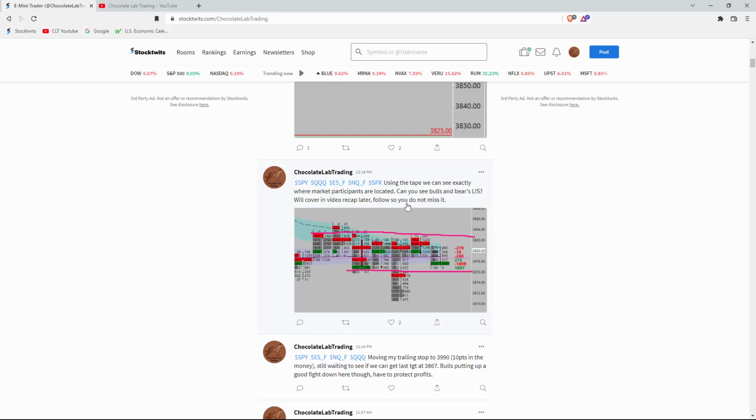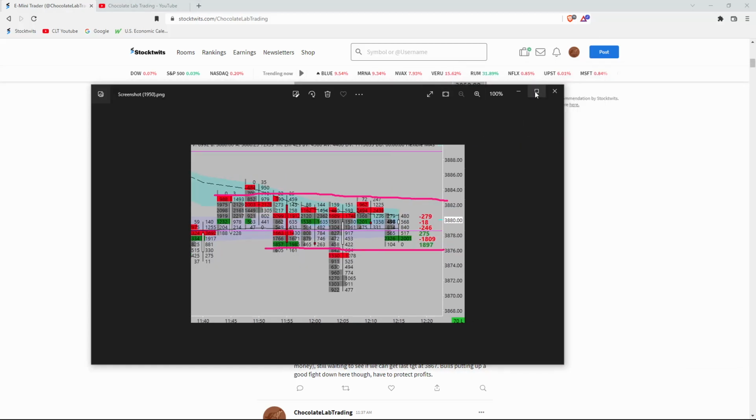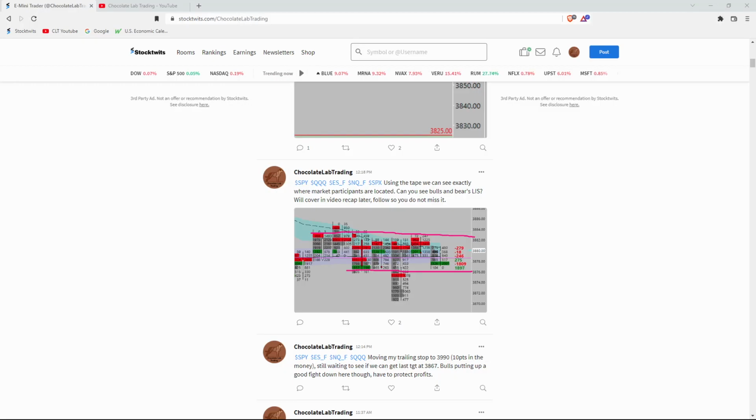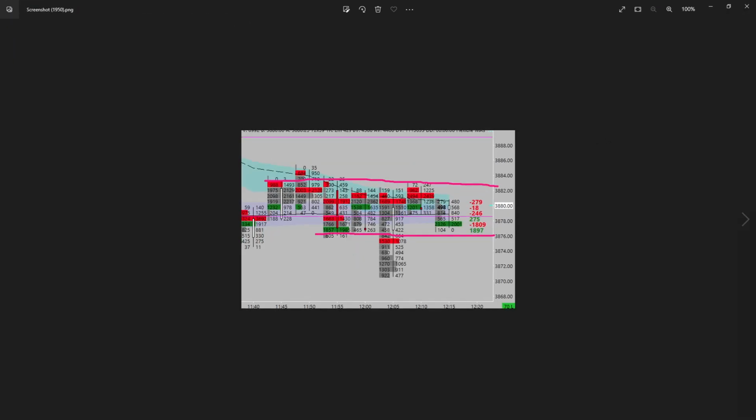Alright, using the tape we could see exactly where market participants are located. Can you see bulls and bears line in the sand? So this is a 5-minute, and let me double check 1 second. Right, hold on. Okay. So, we see someone is supporting a bid right here. And we could see sellers are right here. Selling balance is up here. They're trying to move down on the tape.